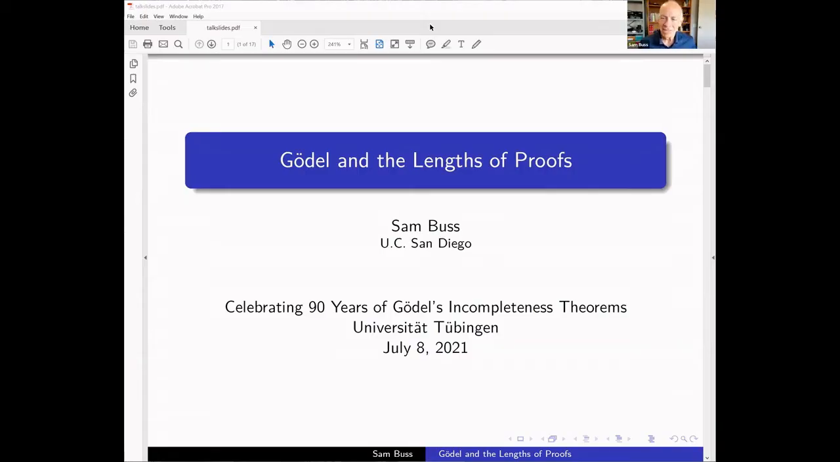So it's a pleasure to be here, or at least virtually. It's an advantage of having Zoom these days that we can actually still get together a little bit. And I'm speaking today about Gödel and the lengths of proofs.